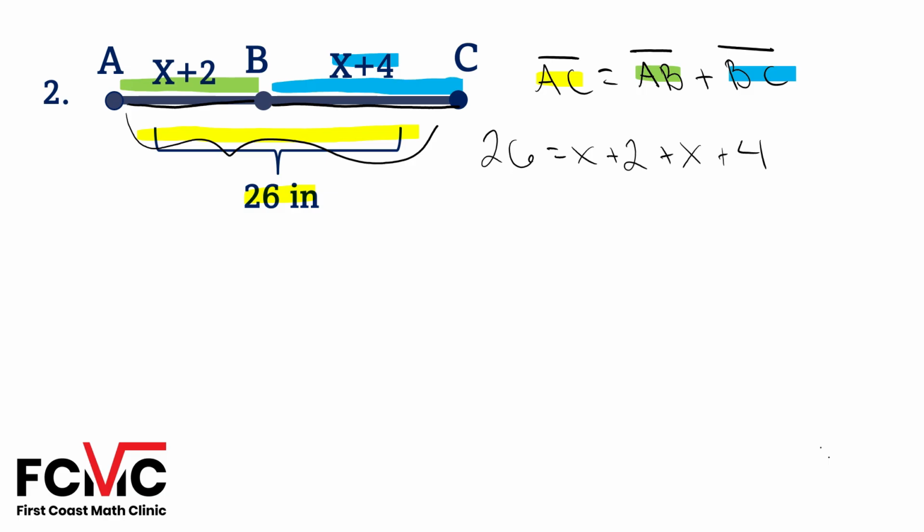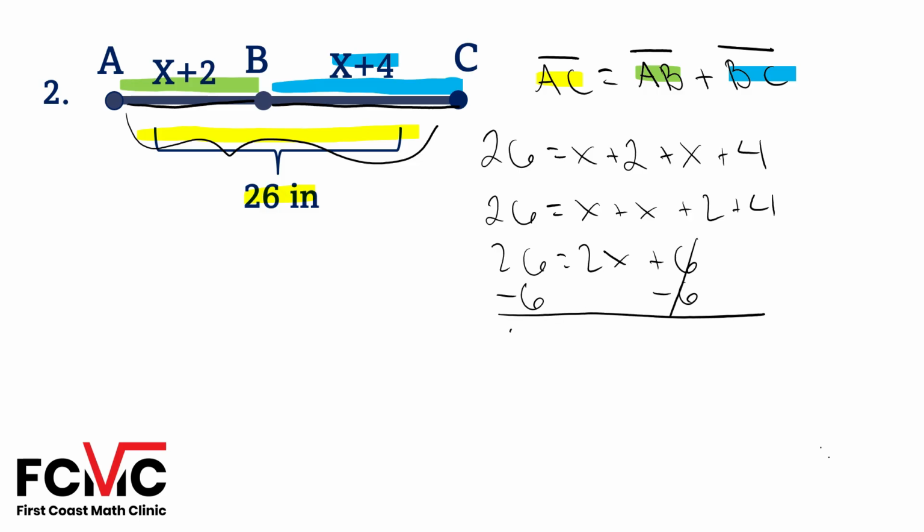So let's group our like terms together. We get 26 equals 2X plus 6. Let's subtract 6 from both sides. We get 20 equals 2X, divided by 2, and X equals 10, and our units are inches, so X is going to be 10 inches. So we found the value of X. Let's find our segments now.